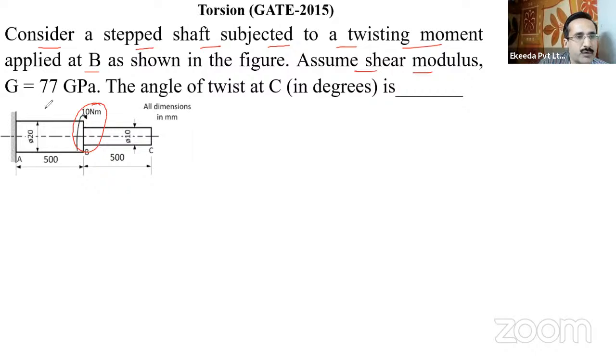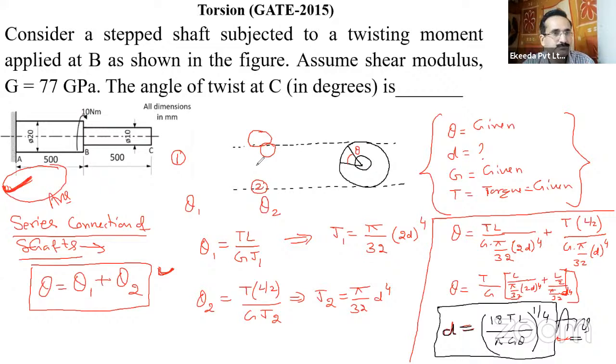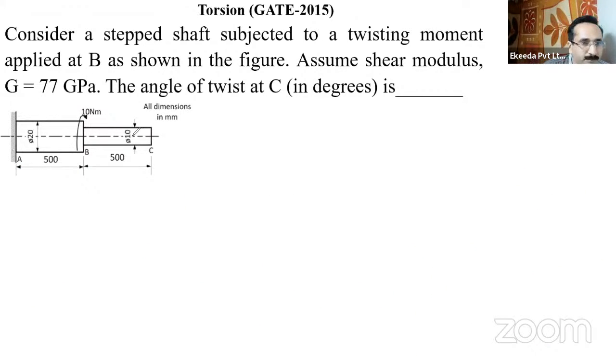Assume that shear modulus G is given as 77 gigapascal. The angle of twist we have to find out, in degrees. Theta we have to find out in degrees. So how to solve this question?